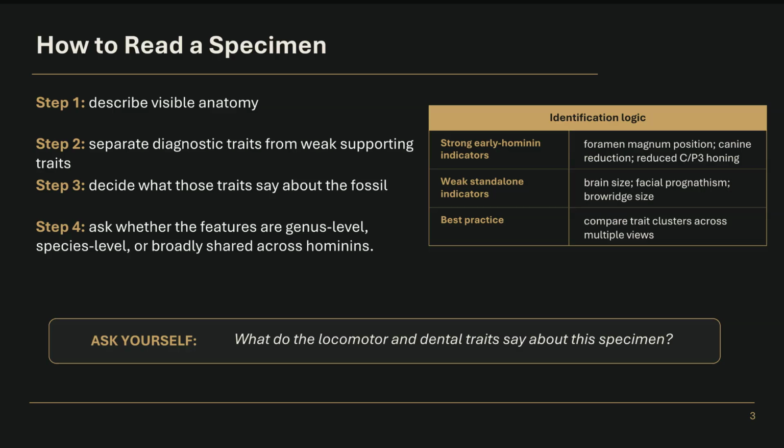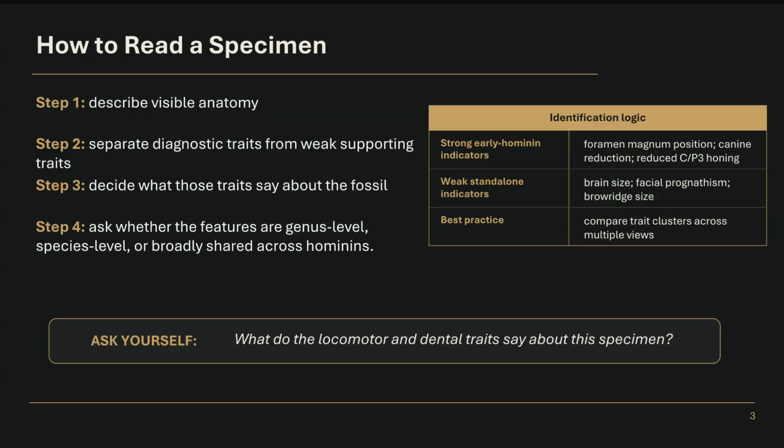A maxilla may preserve canine size, diastema, and dental arcade information. A pelvis may provide evidence relevant to bipedal mechanics. A femur may help you understand hip and knee morphology, even if all you have is the femur itself. A cranial vault may show you information about brain case shape, brow ridge form, and vault thickness, depending on the quality of the specimen.